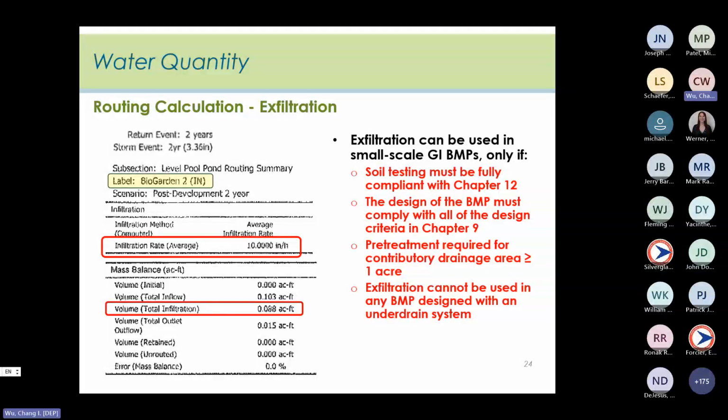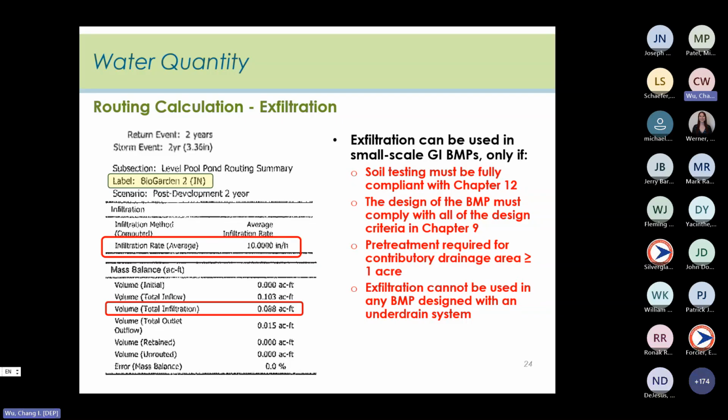The next thing to check in the routing calculation is the basin routing and whether exfiltration is used. Use of exfiltration in a small-scale GIBMP is subject to some conditions. Here on the screen, it shows the soil testing must be fully compliant with Chapter 12.